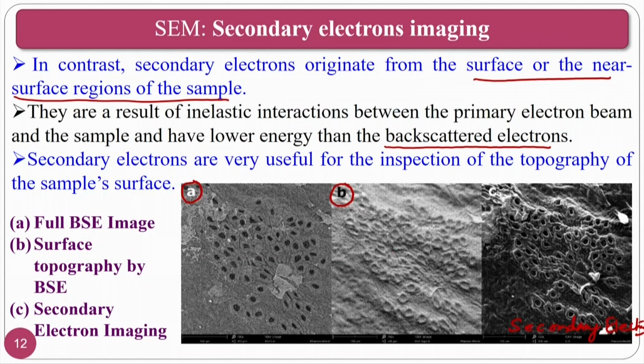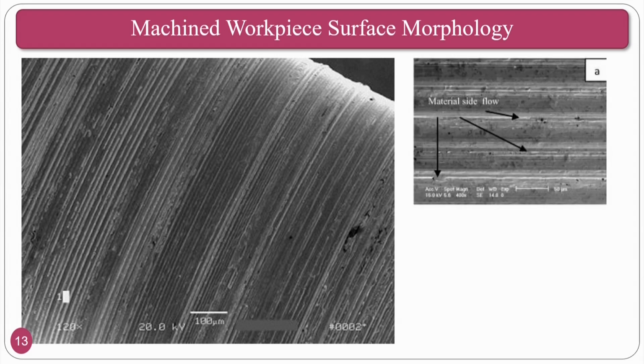Machined workpiece surface morphology. If I want to see the machined surface morphology, this is the surface, taken as a secondary electron image. This is taken from a micro turning process, not a normal turning process, and you can also see the feed marks. The feed marks vary. If you see the feed marks here and here, there is a slight difference. This all depends on your cutting edge quality. If you maintain the cutting edge quality, you will get uniform marks. Otherwise, you will get a lot of problems.